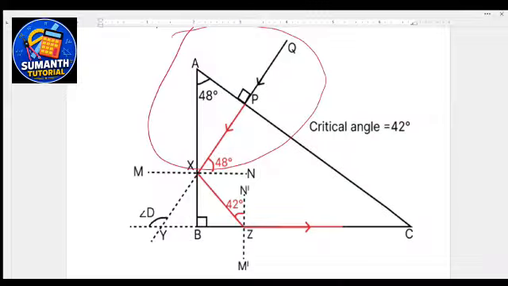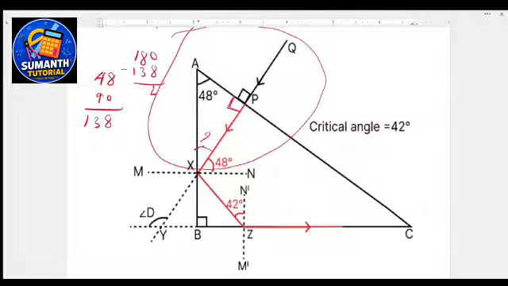Now see here, you can see it is a triangle, right? Angle of incidence directly, so normal incidence, it is going to reach up to X. Now see here, this is 90 degree, this is 90 degree. Then first calculate this angle. So here see, 48 plus 90, so it is 138. So 180 minus 138 is 42 degree. So here the angle formed is 42 degree.